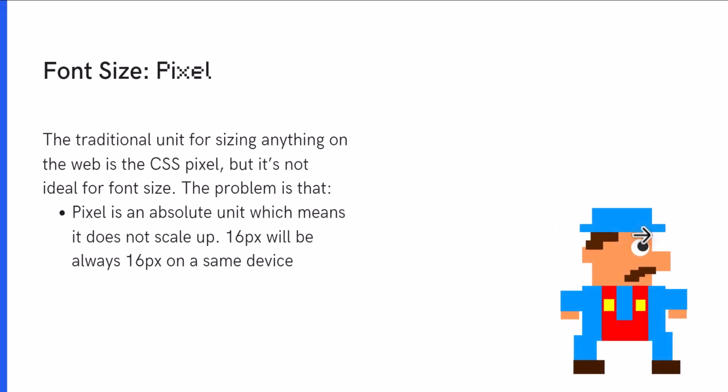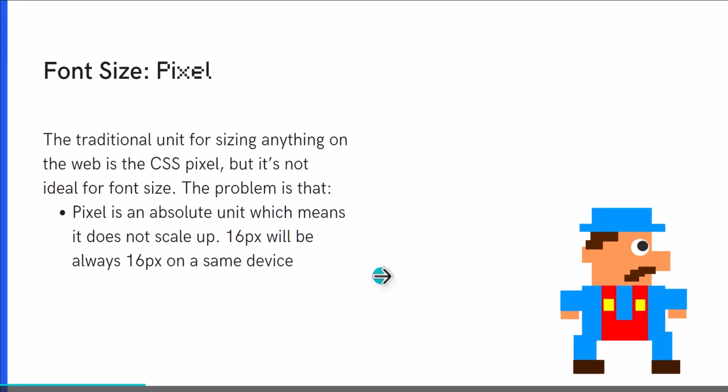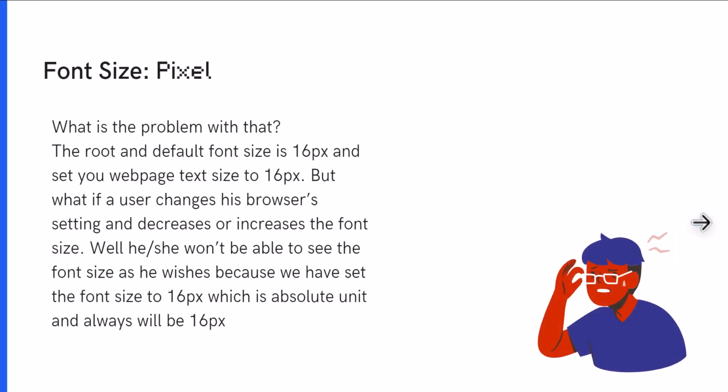Let's start with pixel. The traditional unit for sizing anything on the web is the CSS pixel, but it's not ideal for font size. The problem is that pixel is an absolute unit, which means it doesn't scale up. 16 pixel will always be 16 pixel on the same device. But what is the problem with that? What problem may it cause?